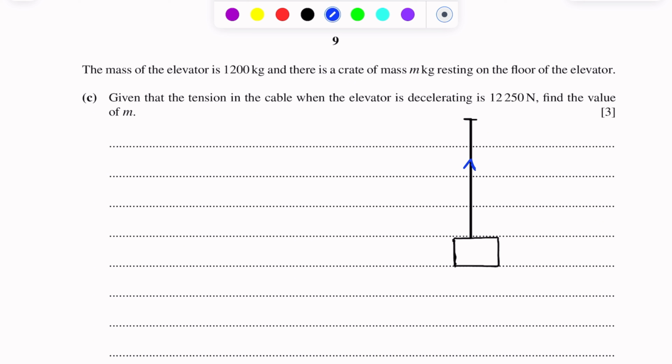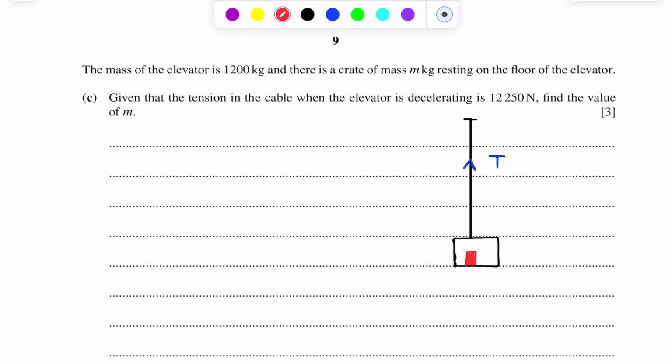Direction of tension in the cable, direction is also a force, direction upward. And this is a mass resting on the floor. This is the floor of the elevator. A crate of mass m kg. This is a crate of mass m kg.